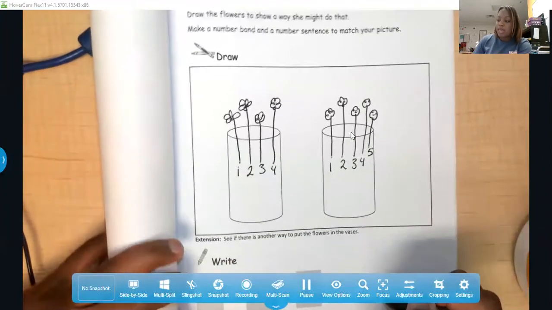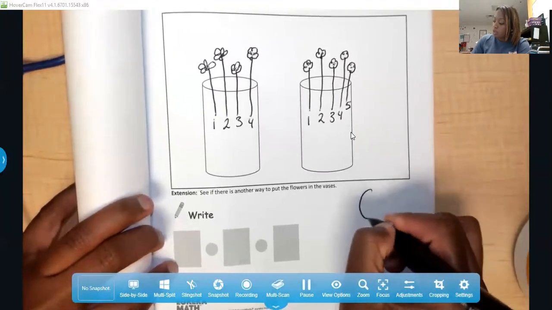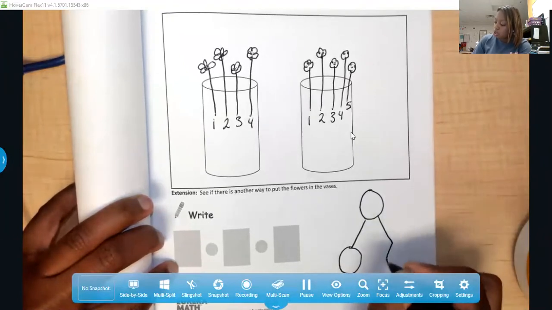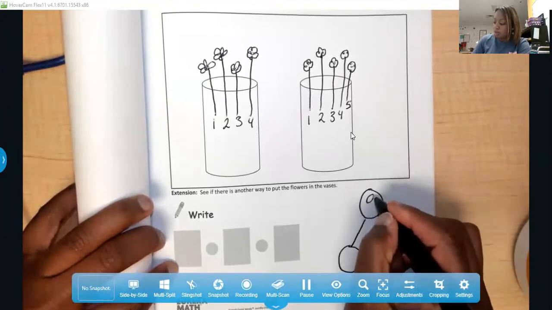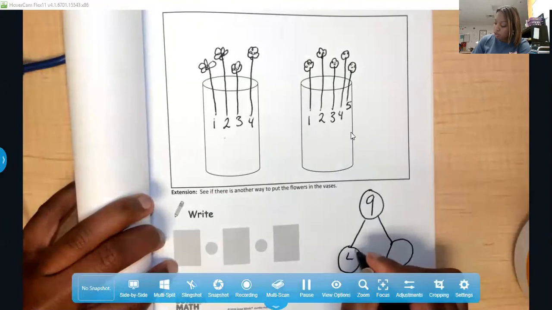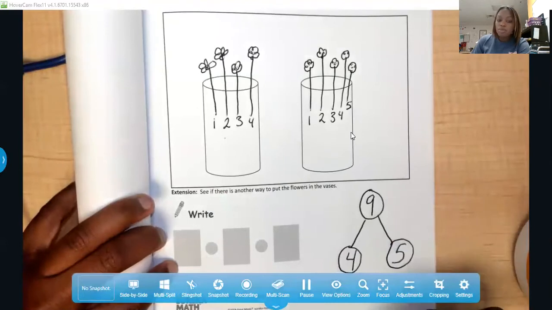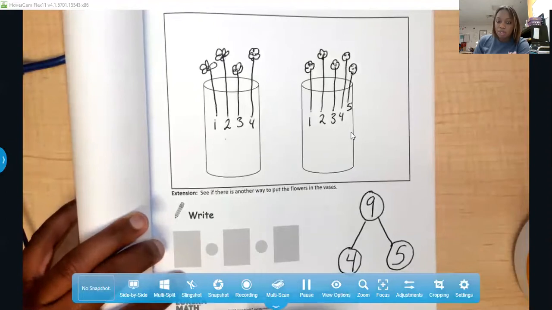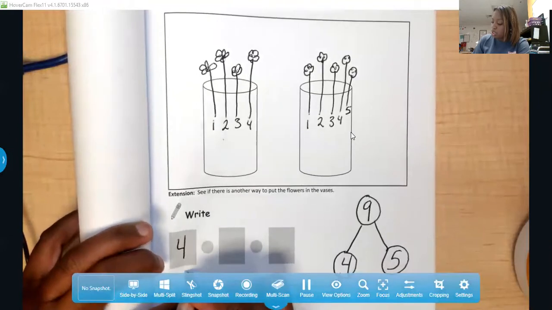Since I have some space by my number sentence, I'm going to utilize this space for my number bond. So I'm going to start with my whole number, and then I'll do the two parts. My whole number is 9 because that's how many flowers we started with. So I'm going to put my 9 up top. For my part, I have 4 over here, so that's going to be my first part. And I have 5 here, so that is my second part. When I put it over here, I'm going to start with my part and end with my whole. So I have 4, so I'm just pulling that over here and adding it here.